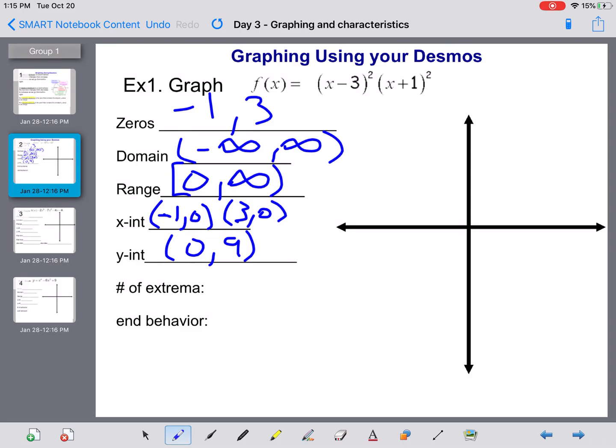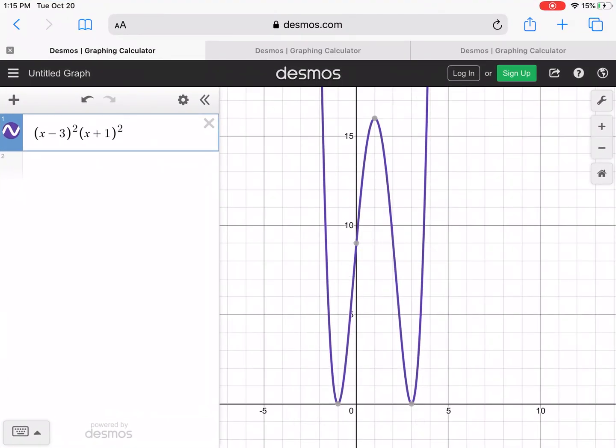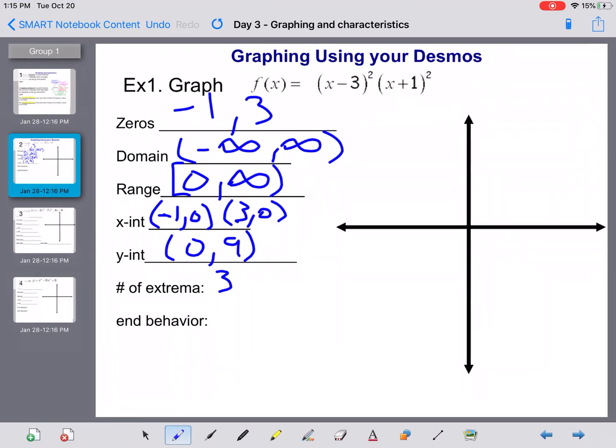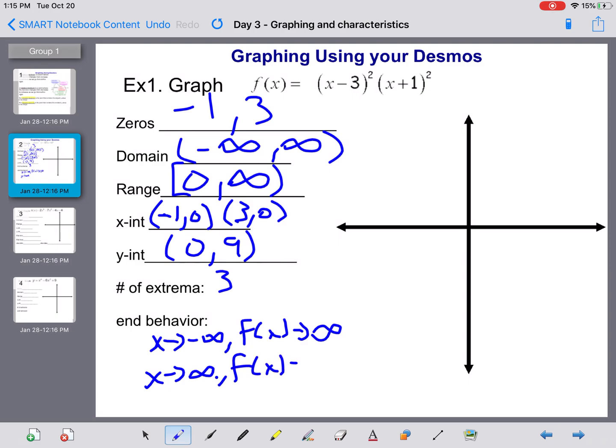If we go back to that, we know that this is a fourth degree polynomial, but we did have three turning points. We had this turning point, this one, and this one. Those are also called extrema, so we would say that we have 3 extrema, depending on what they ask. Our end behavior was, as we go to the left, our function is going up, and as we go to the right, our function is still going up. That's true because it's a fourth degree polynomial.